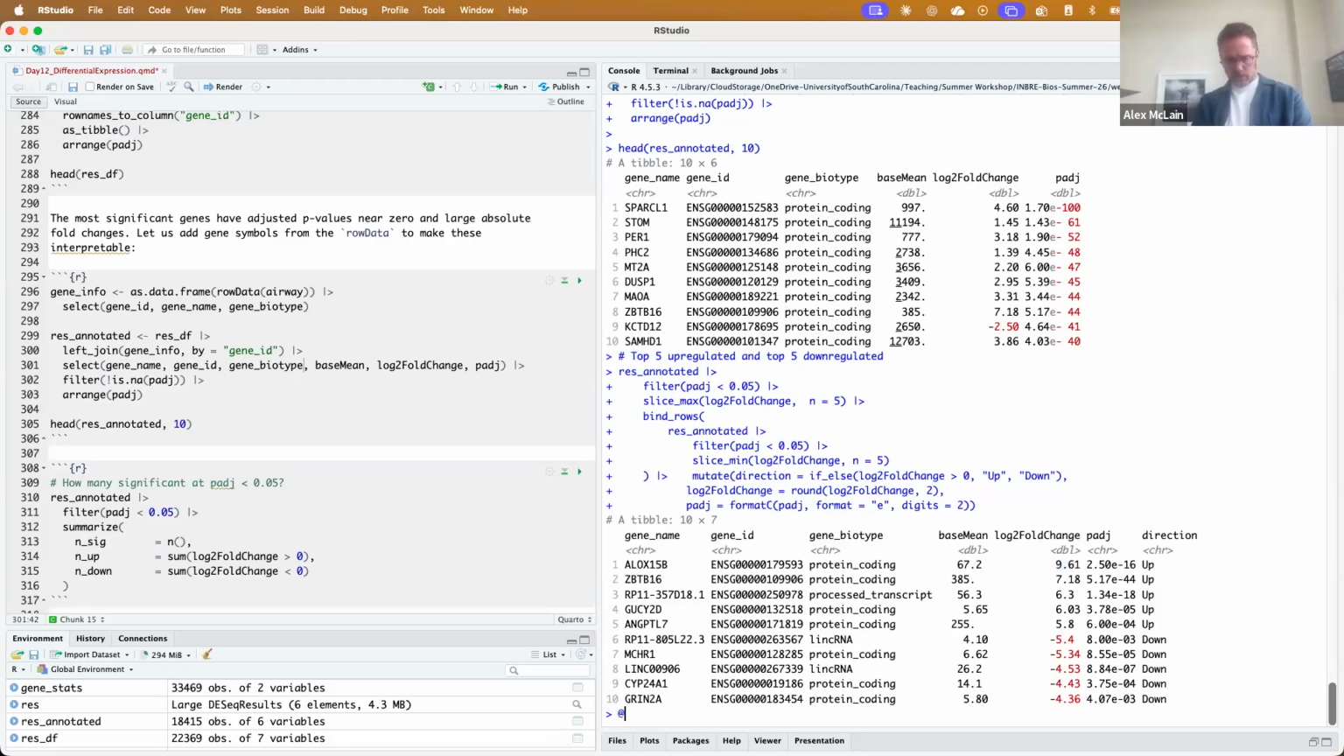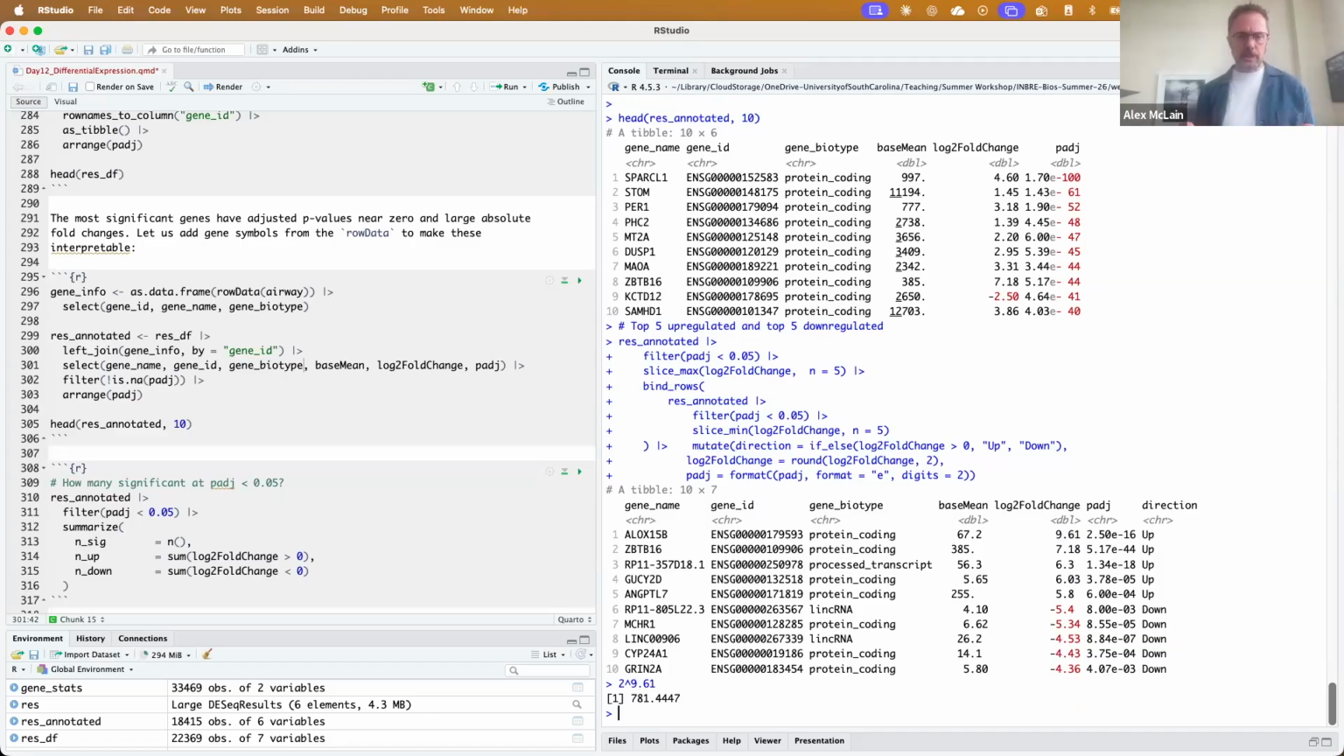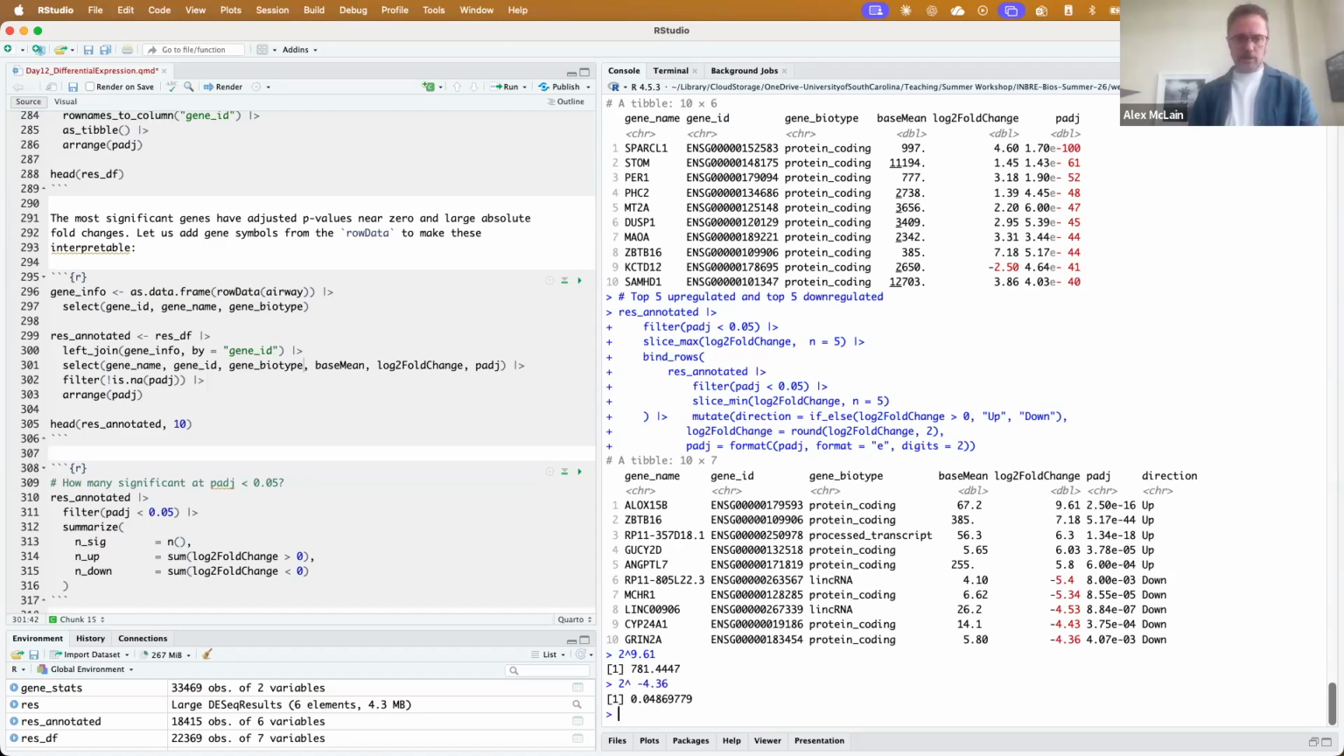So for the ratio of the treated to untreated, we would do 2 to the 9.61, which is 781. So the mean of the treated is 781 times the mean of the untreated. Wow, that's a huge, huge difference. On the other side, we get negative 4.36, so 2 to the negative 4.36 is 0.04. So the mean of the treated is 0.04 times the mean of the untreated. So the mean of the untreated is quite a bit larger in that situation.